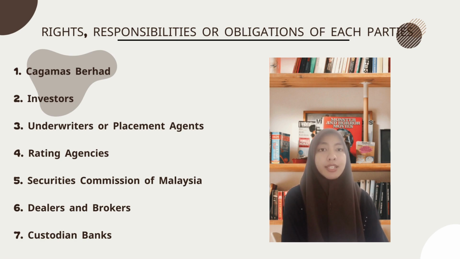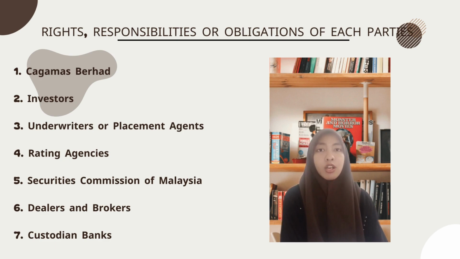Sixth party are dealer and broker. They also got a right to facilitate secondary market trading of Cagamas commercial papers as intermediaries. Right to earn brokerage or commission fees for their service in matching buyers and sellers of the papers. Last is custodian banks. They got a right to hold and safeguard the commercial papers on behalf of investor. Right to receive custody fees for their services in safekeeping and maintaining record of the papers.